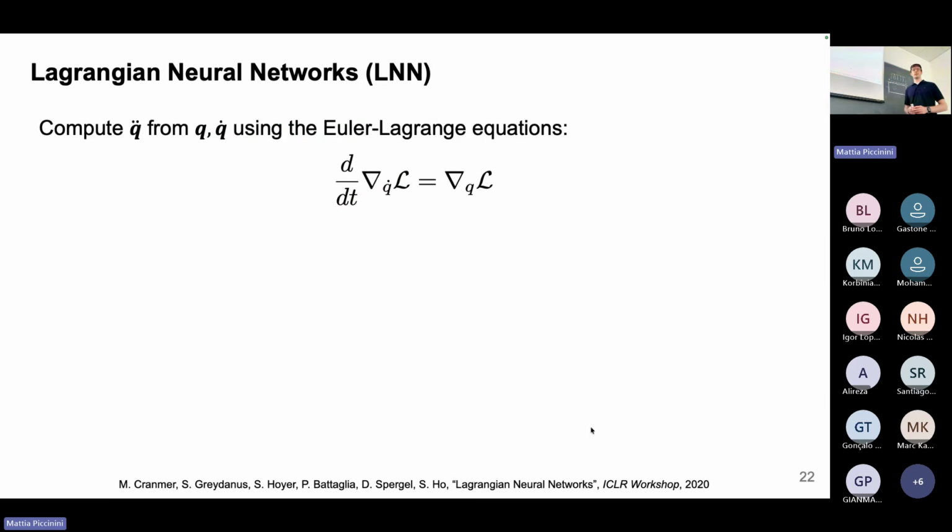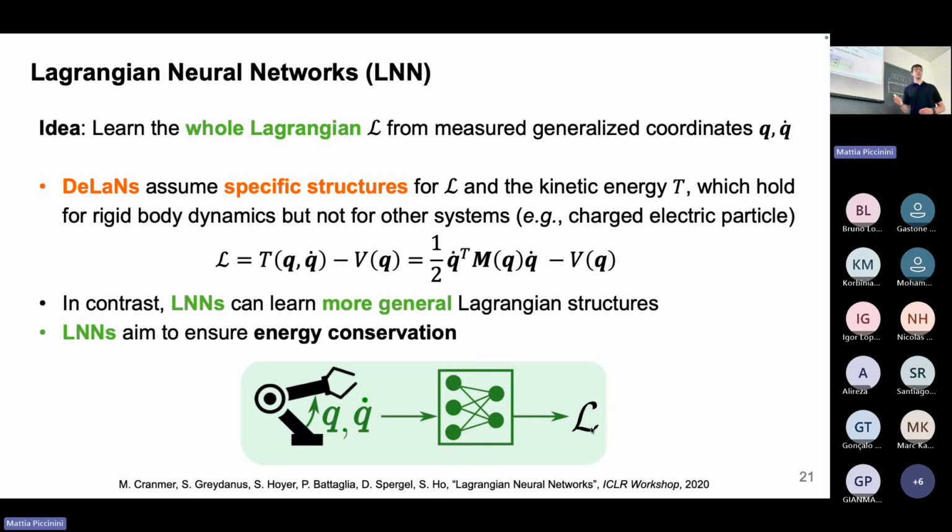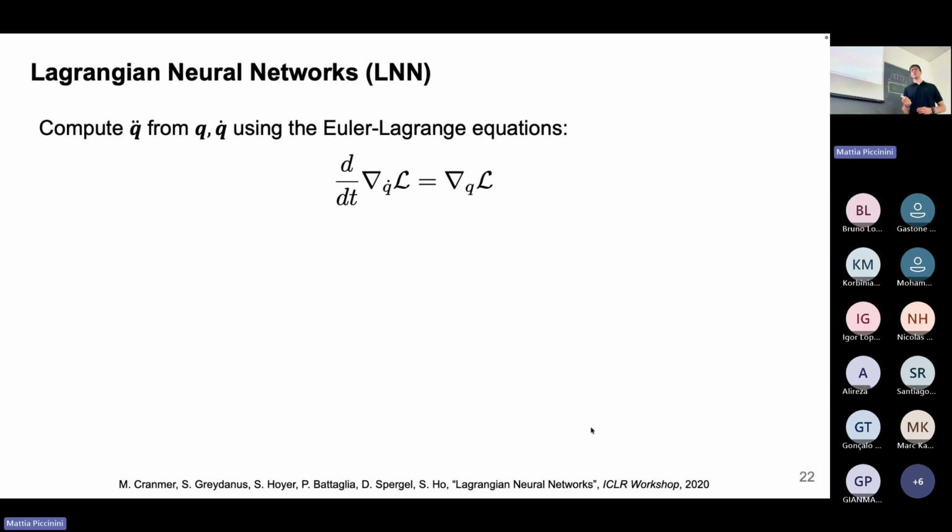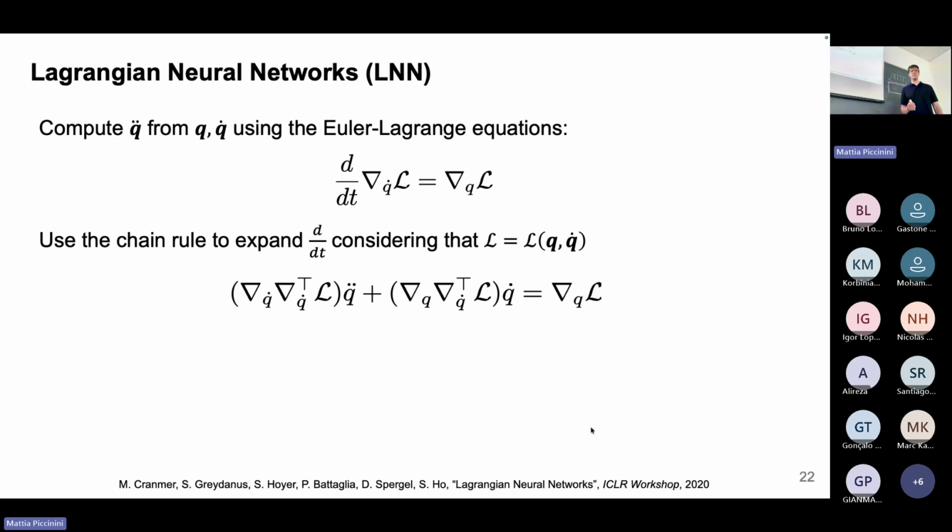So what's the idea here? The idea is to learn the Lagrangian from data, but then how do we encode physics? We can still use the Euler-Lagrange equations. So L is learned with a neural network, but we don't forget the Euler-Lagrange. If you then use the chain rule to expand this term, it's the total derivative with respect to time. But the Lagrangian is actually a function of q and q dot, so you can expand it.